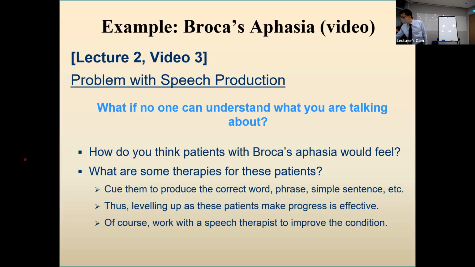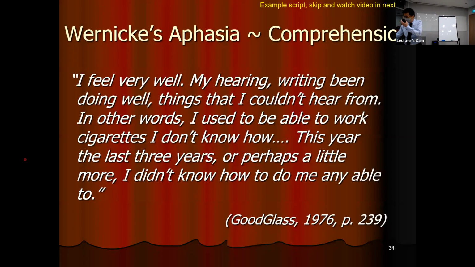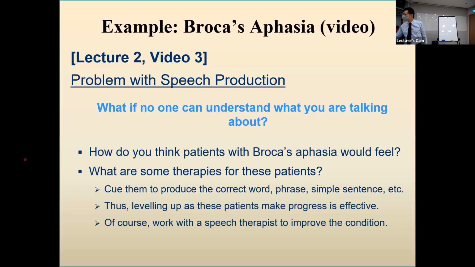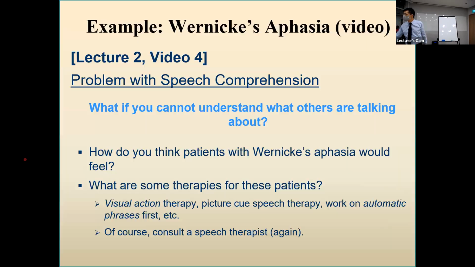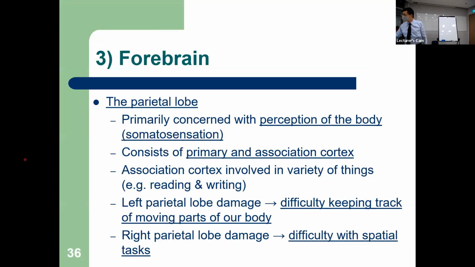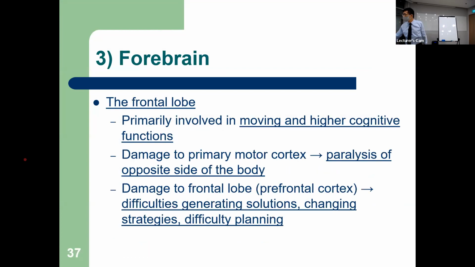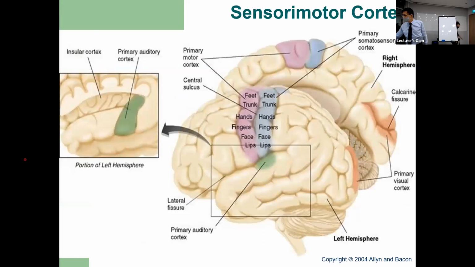Okay. So this was what we covered, Broca. Then the speech problem, the video on the speech problem. And then there's Wernicke, and then the video. So we are almost done. So in the so-called cerebrum or forebrain, we have what? Parietal lobe, frontal lobe. Okay. Now, last bit before we go for the break.